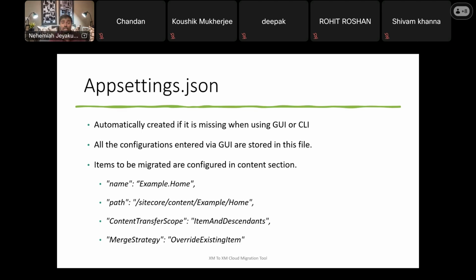There is something called content transfer scope. It supports only one option at this time, item and descendants. It is going to migrate the entire content under that folder to the target system. So there is no way to select and migrate only the parent item or only the descendants. As of now, if you select a folder, the entire item and its descendants are going to be migrated to the target system.